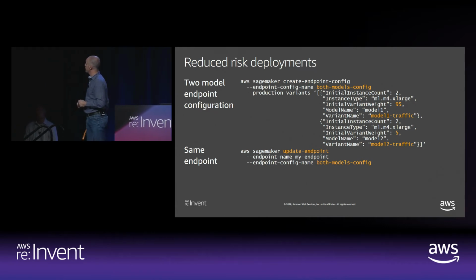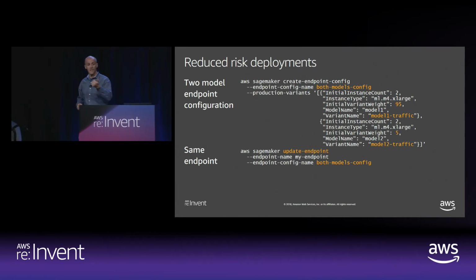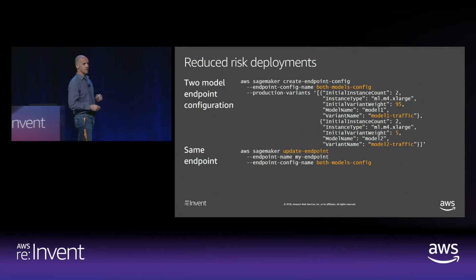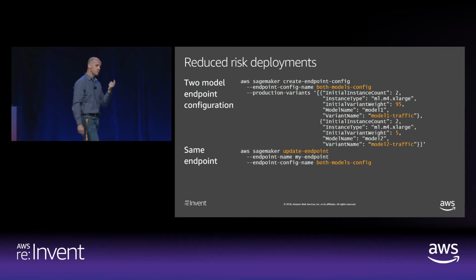So once you have this configuration, you update, right? That's a companion to the creation of an endpoint. It's the updating of an endpoint. And again, your endpoint stays the same, but what you're doing now is creating this configuration that has both systems active at the same time.